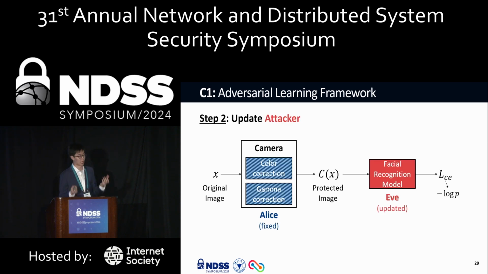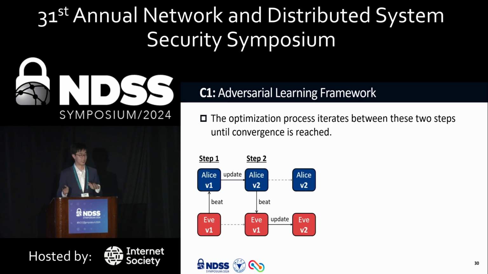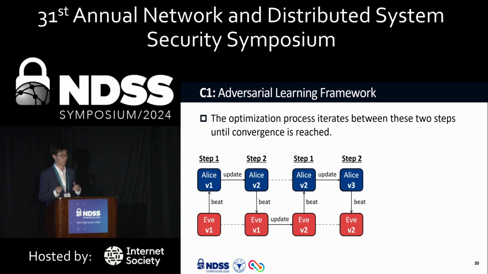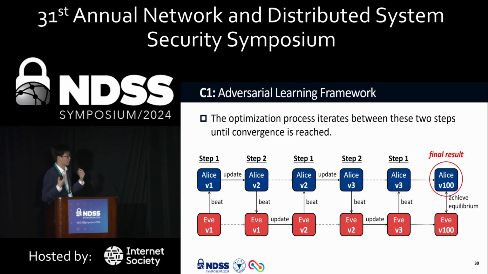Step two is to update the attacker, Eve, while Alice remains fixed, and Bob is excluded as he cannot impact Eve. We use the cross-entropy loss to train the facial recognition model on protected images, thus forcing a stronger attacker. The optimization process iterates between these two steps until convergence is reached. The convergence is a situation where neither Alice nor Eve can improve their results by updating their parameters.